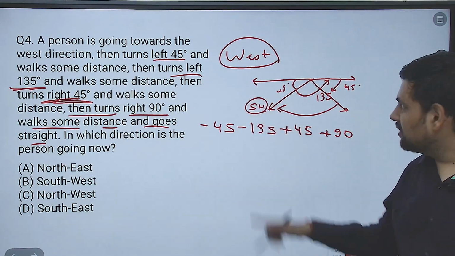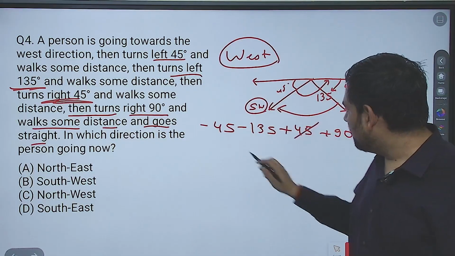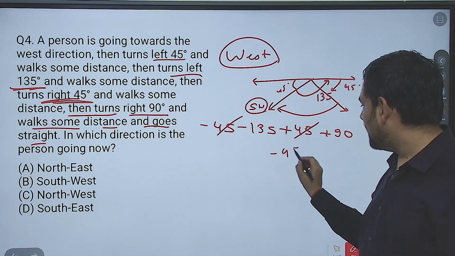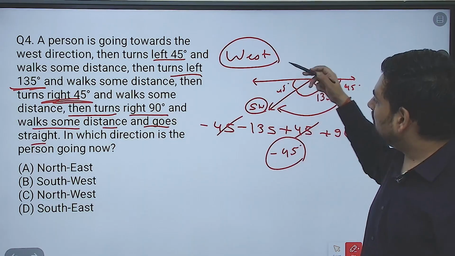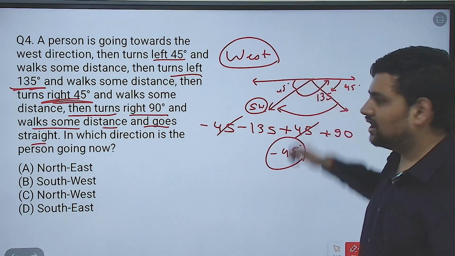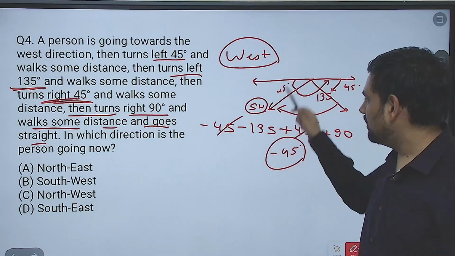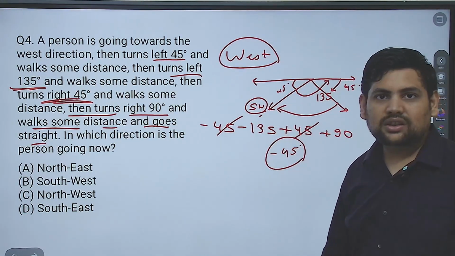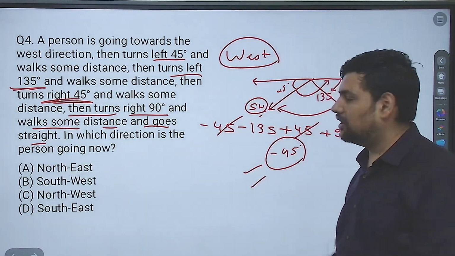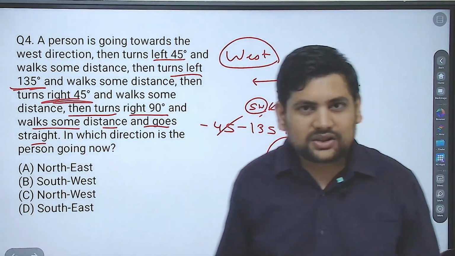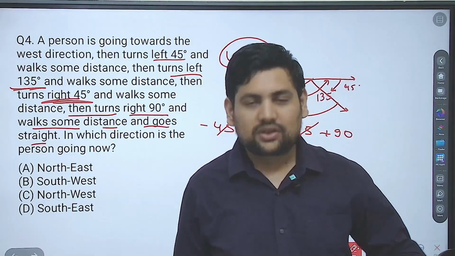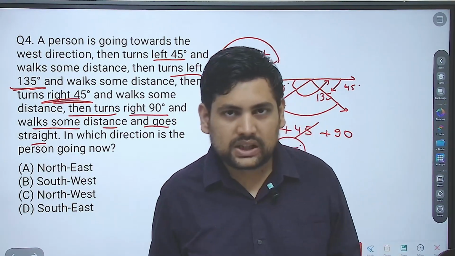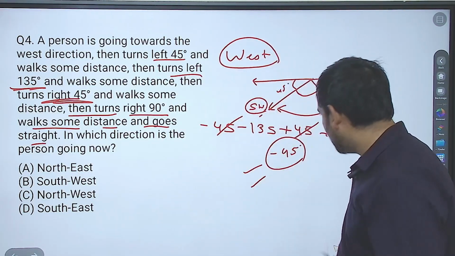Let's calculate it using this. 45 and 45 cancel out, minus 135 plus 90 comes out to be minus 45 degrees. That means from west you have to go 45 degrees in the anti-clockwise direction, where you reach southwest without that much trouble that we had that time. This is the way that you should be using. So this is how you find the change in direction based on whatever movement is there. You can try one more.